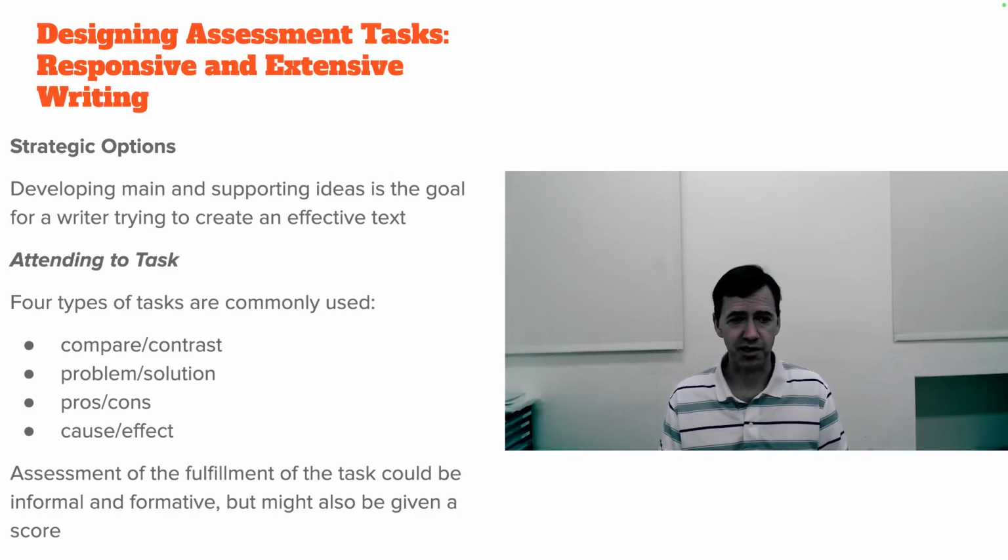Actually, I like to do this. If I have students write a description, I like to score their ability to use descriptive language. I usually put the task feature right into the scoring. Okay, and there's other ones there: problem solution, pro, con, cause, effect.